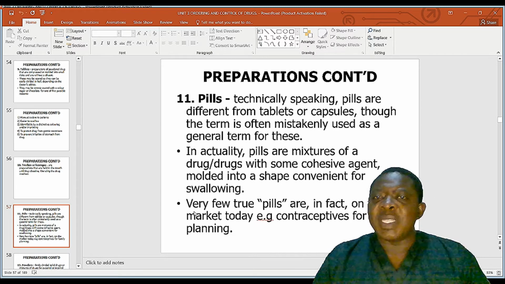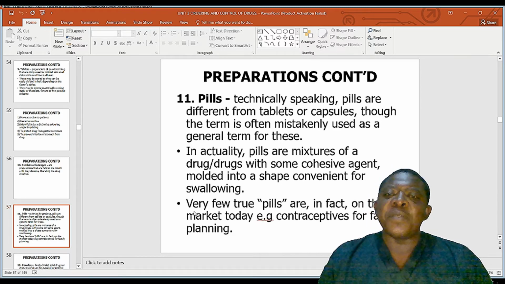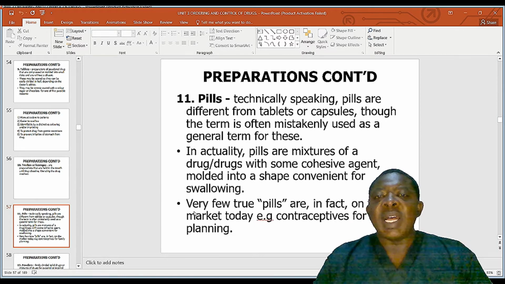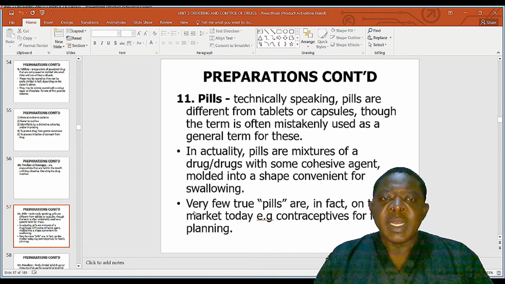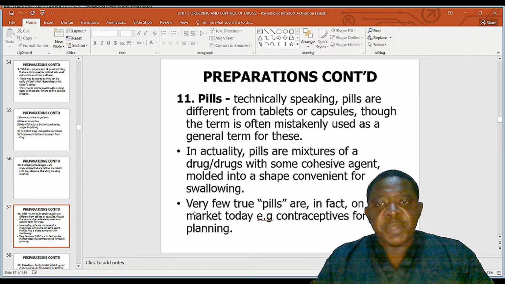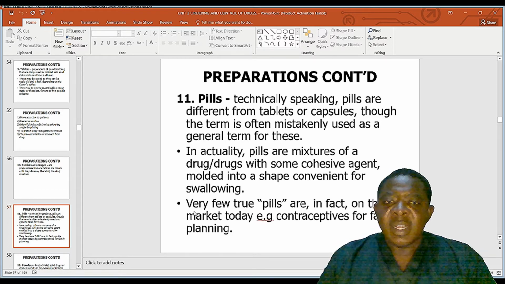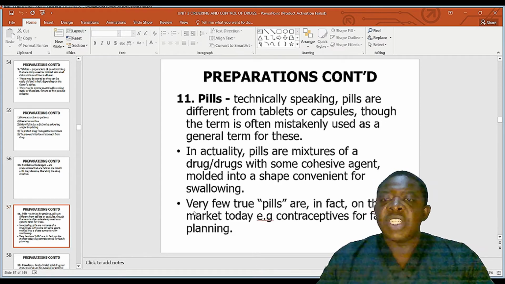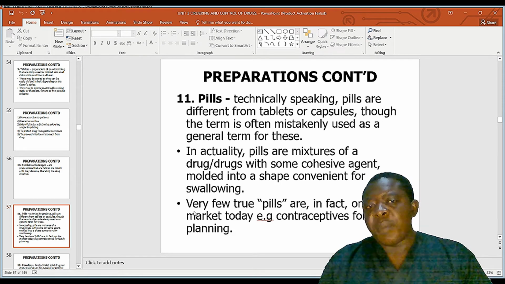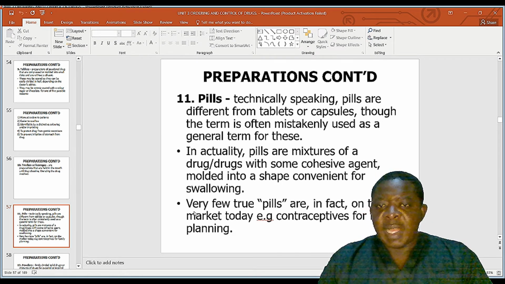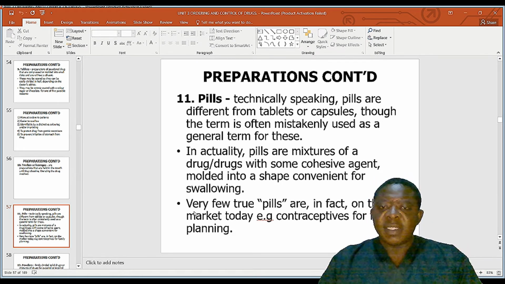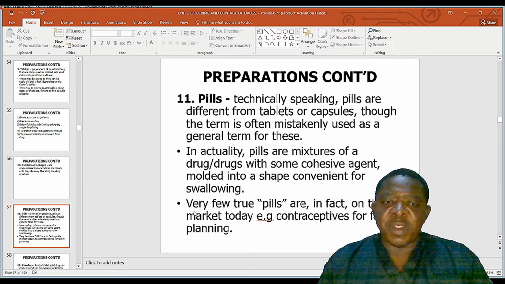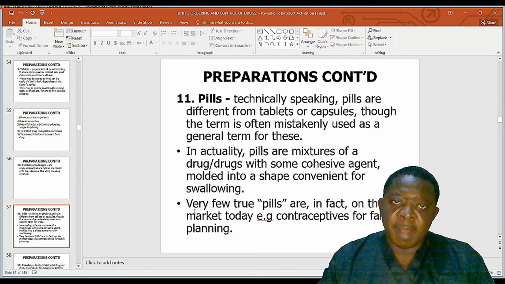Then we have pills as one of the preparations. Technically speaking, pills are different from tablets or capsules, though the term is often mistakenly used as a general term for these. In actuality, pills are a mixture of a drug or drugs with some cohesive agent, molded into a shape convenient for swallowing. Very few true pills are, in fact, on the market today. For instance, contraceptives for family planning are pills.